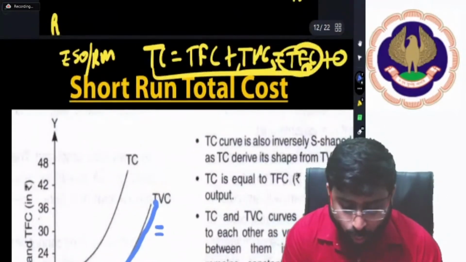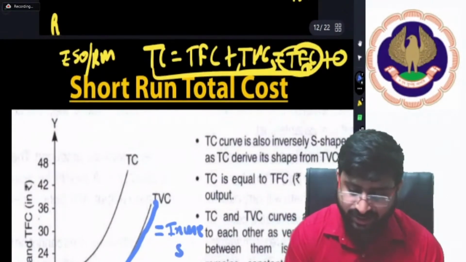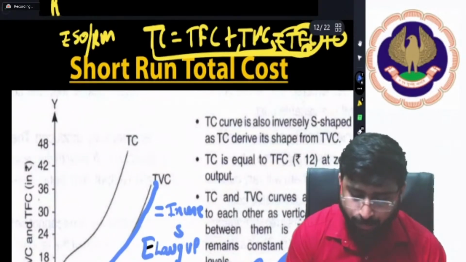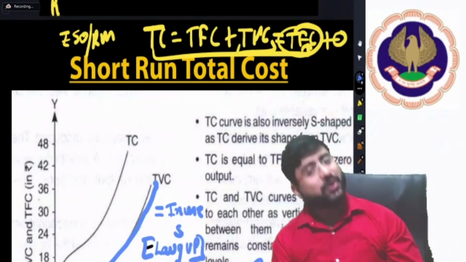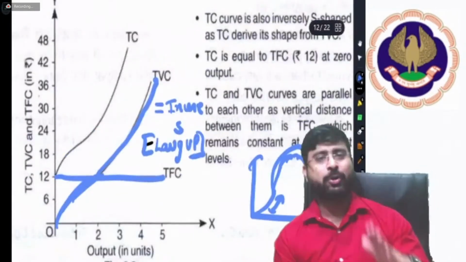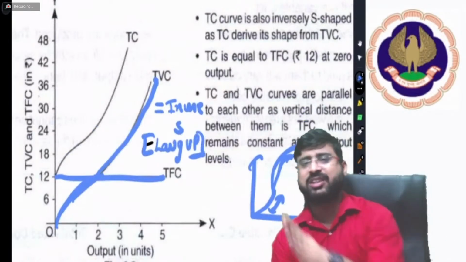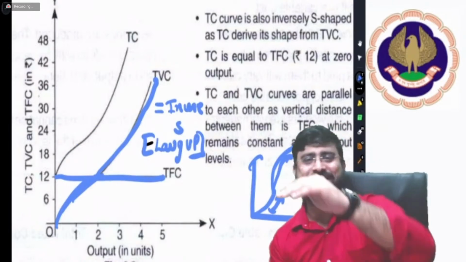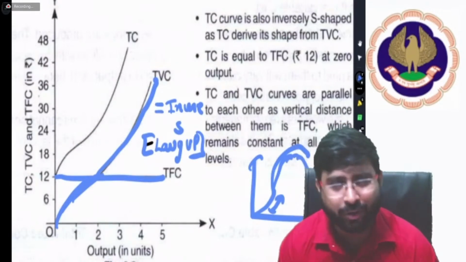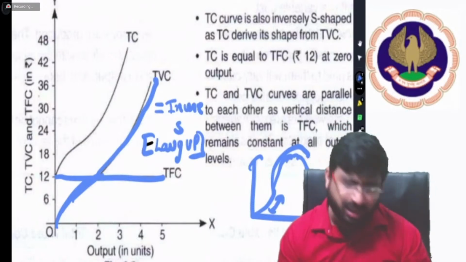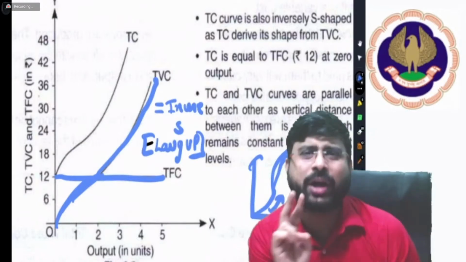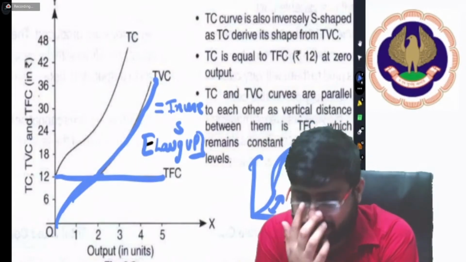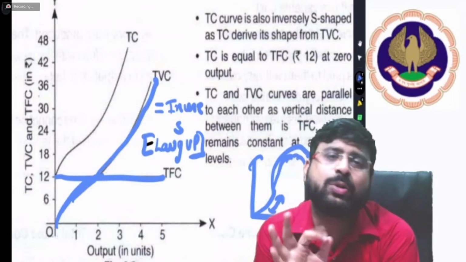Remember, if somebody asks you what is the shape of TVC, it is inverse S. They may ask you why. The answer is the law of variable proportion. Because when output is increasing at an increasing rate like this, cost is increasing at a diminishing rate like this. Got it? I believe all of you got it. Remember this, two questions from MCQ can come. Number 1, what is the actual shape of TVC? It is inverse S. The next question could be why? The answer is the law of variable proportion.